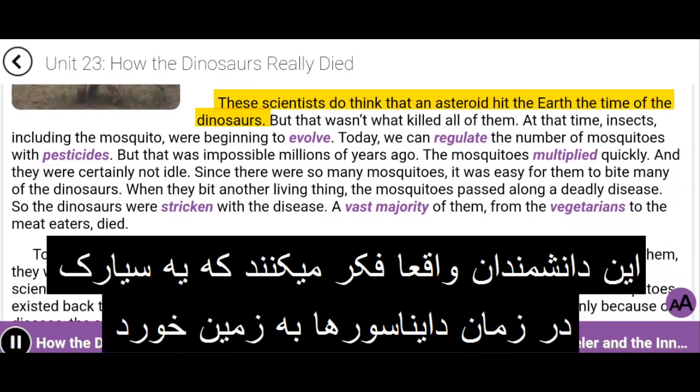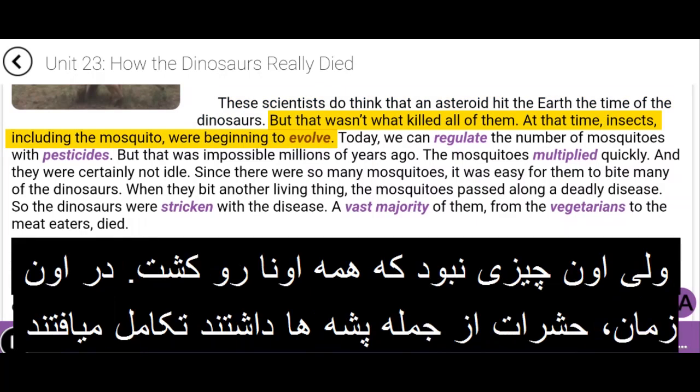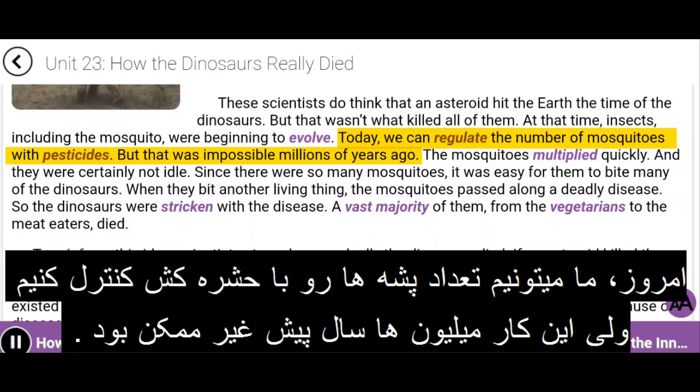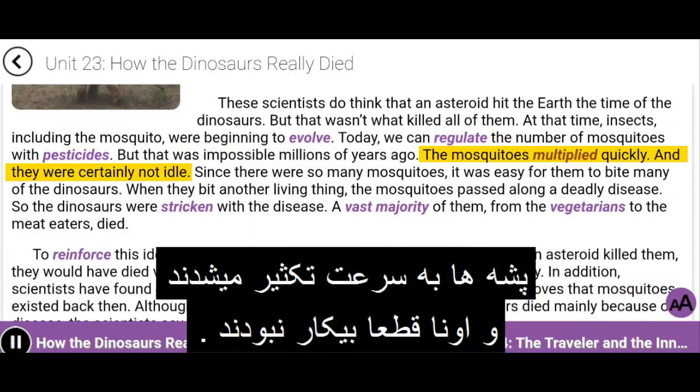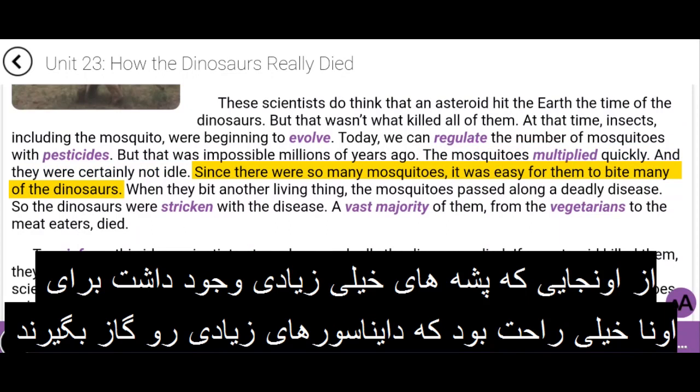These scientists do think that an asteroid hit the Earth in the time of the dinosaurs. But that wasn't what killed all of them. At that time, insects, including the mosquito, were beginning to evolve. Today, we can regulate the number of mosquitoes with pesticides. But that was impossible millions of years ago. The mosquitoes multiplied quickly, and they were certainly not idle. Since there were so many mosquitoes, it was easy for them to bite many of the dinosaurs.